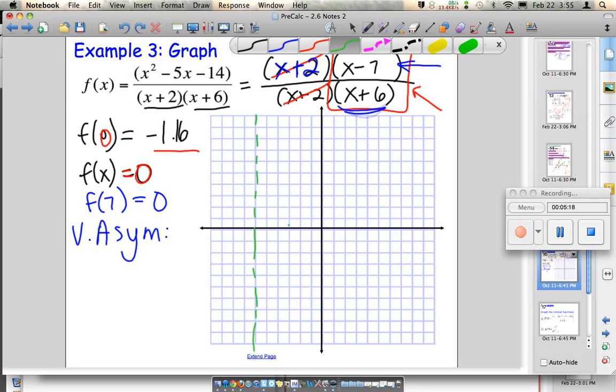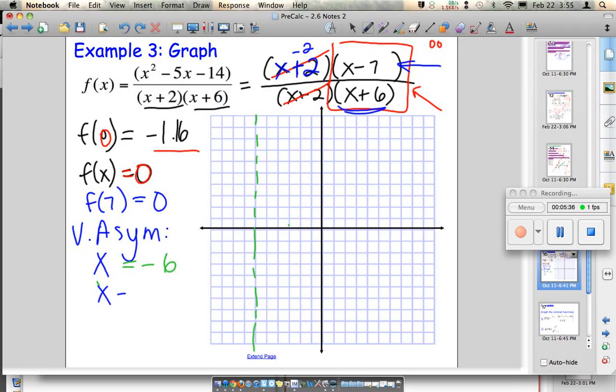Some of you have already asked, what do we do if there's a hole? We know there's a hole, we see something canceling, what do we do? Well, we have our asymptote x equals -6. We plug in the number x equals -2 to see what the hole will be. But we don't plug it into the original function, we plug it into our simplified function that you see in that red box there. So I'm going to take this function here and I'm going to plug in -2.